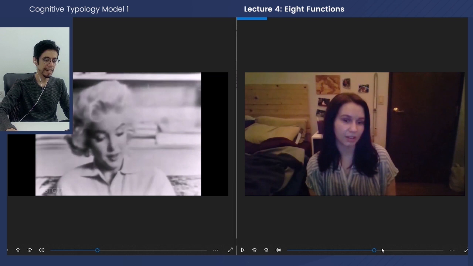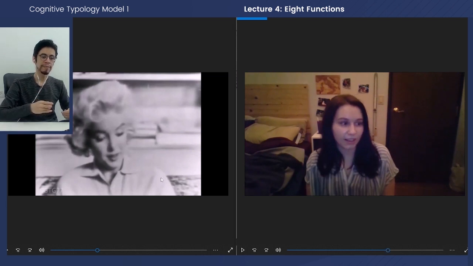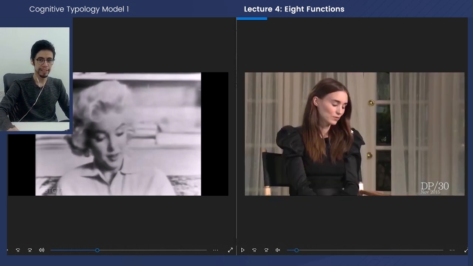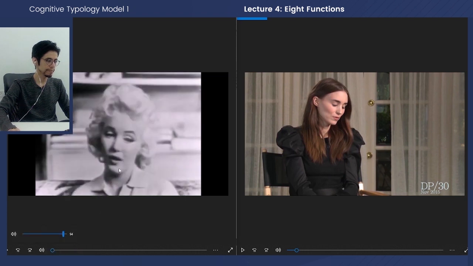The kind of breathy, the affective expression. So it looks like they have this affective expressivity combined with going into themselves. It's almost a connected phenomenon. Now, we don't see the same thing with Rooney Mara. So let's play Rooney Mara side by side with Marilyn Monroe to show what that difference looks like.